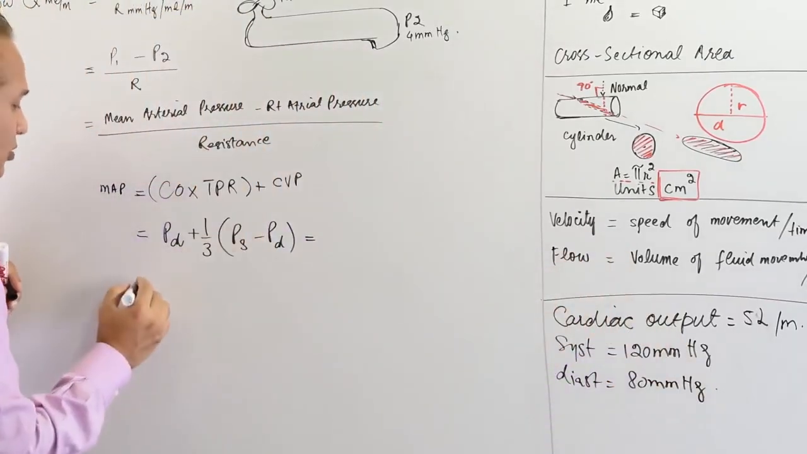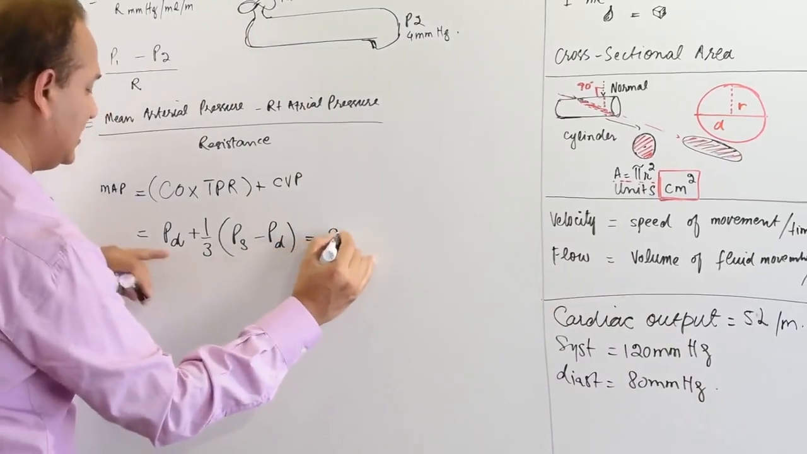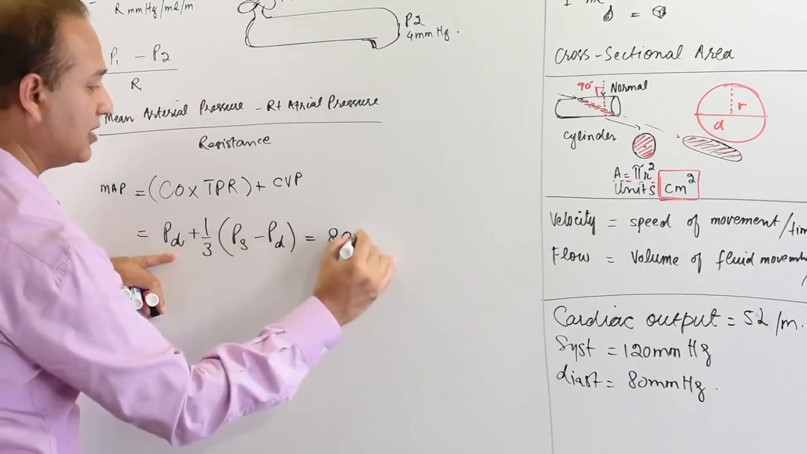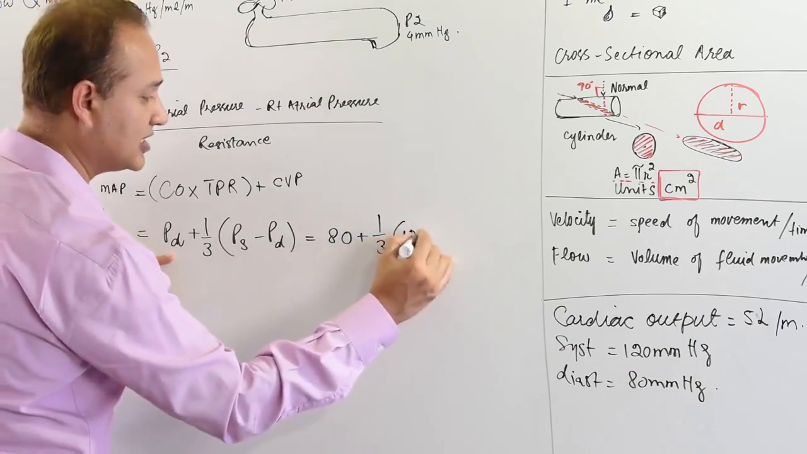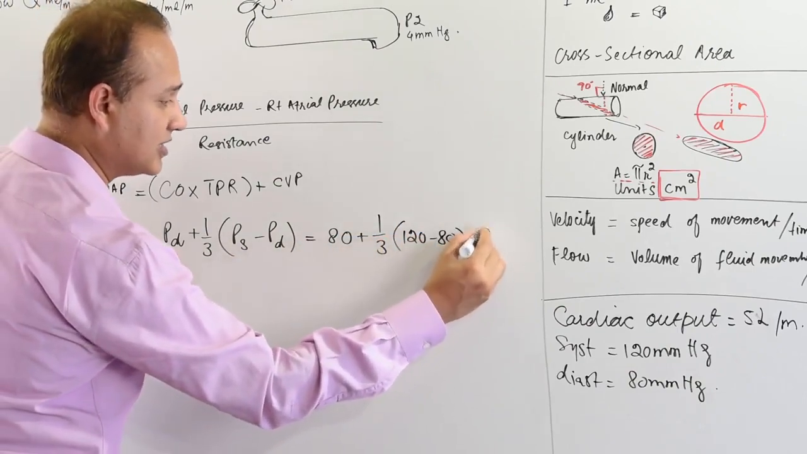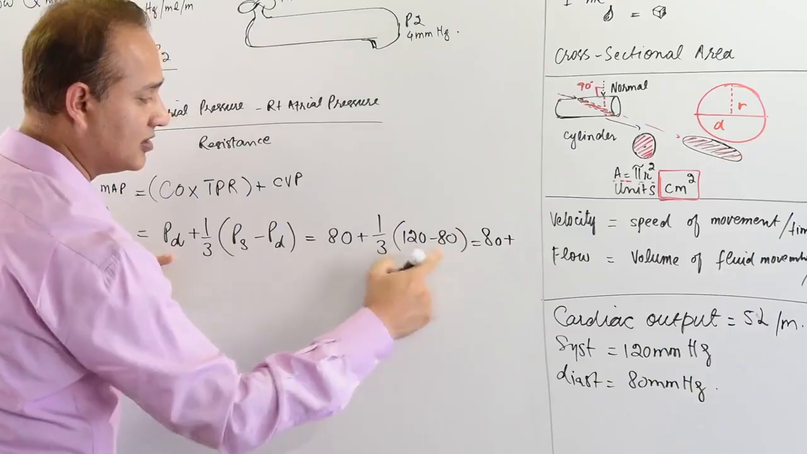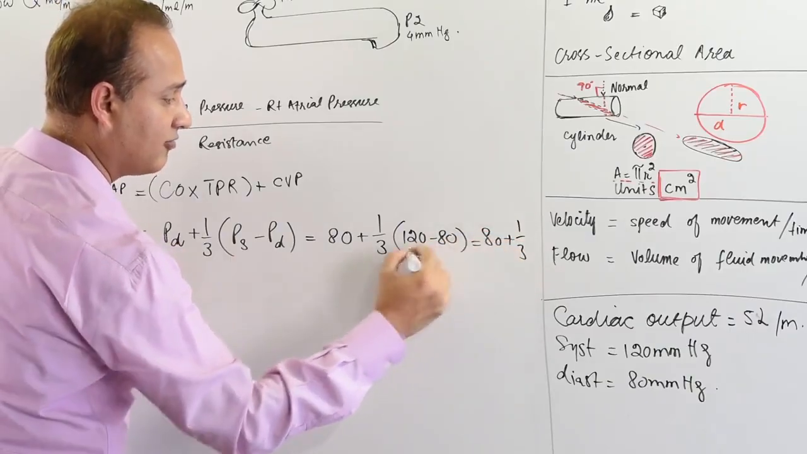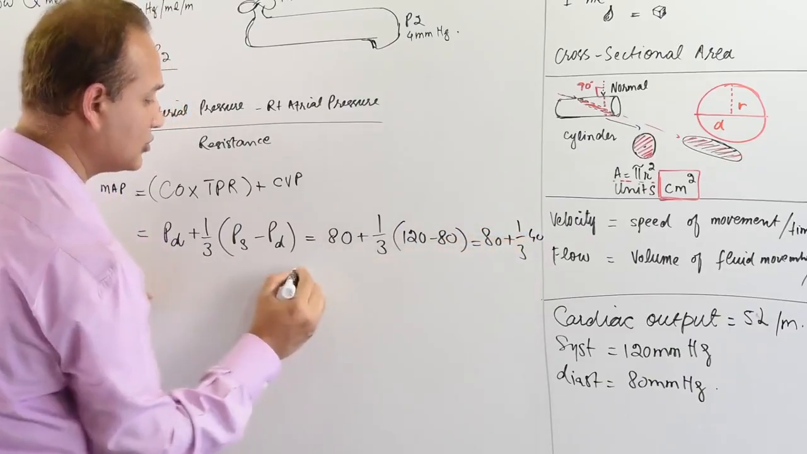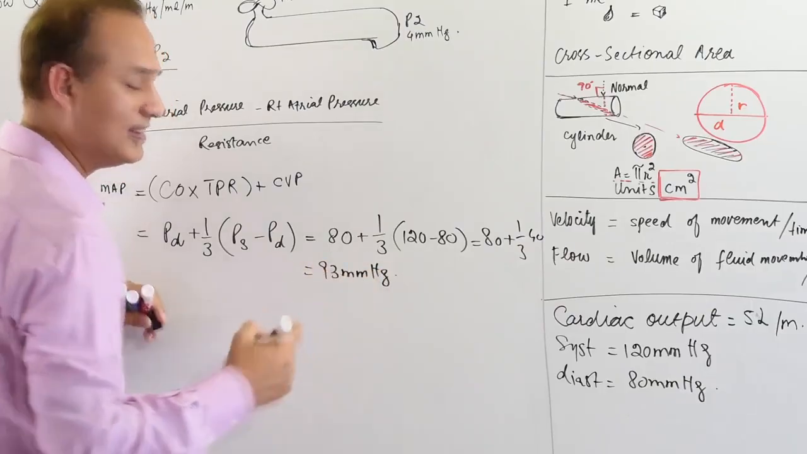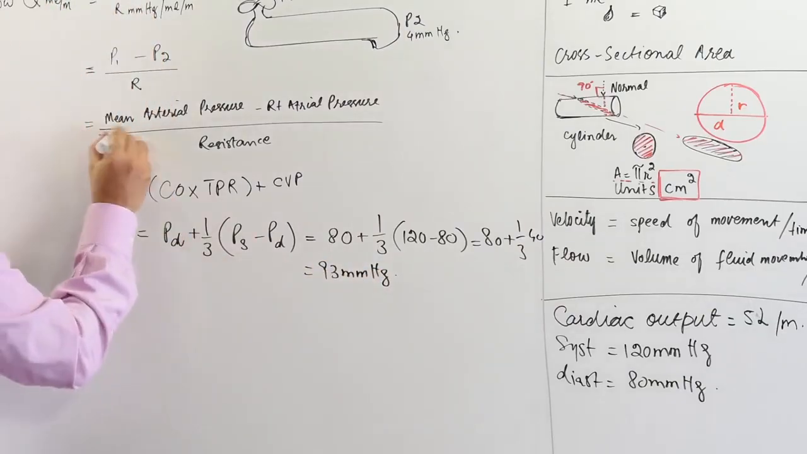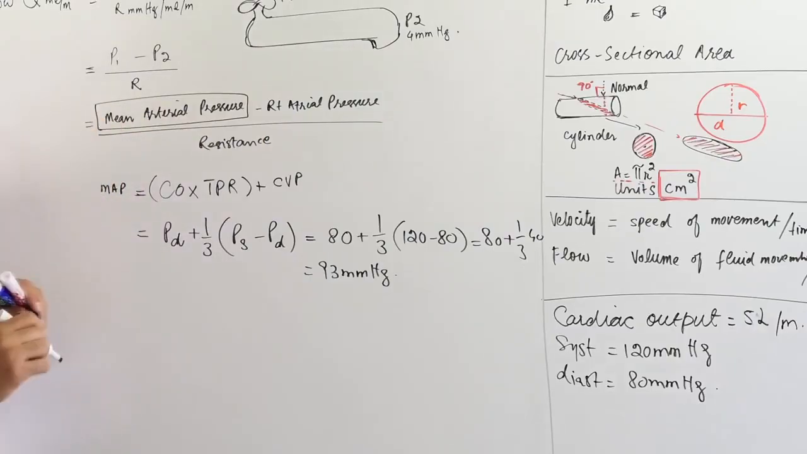With those numbers, I'll say 80, so that is this, plus 1/3 of the difference in systolic and diastolic. So 120 minus 80 equals 40, and 80 plus 1/3 of 40 comes to be 93 millimeters of mercury. That is what we'll use as the mean arterial pressure in our formula here.